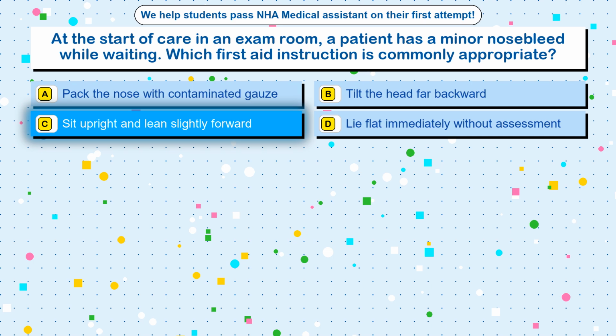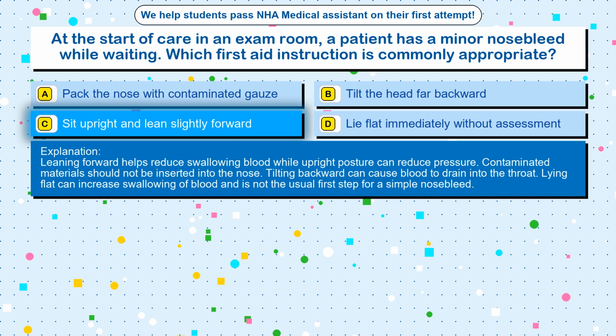Sit upright and lean slightly forward. Leaning forward helps reduce swallowing blood while upright posture can reduce pressure. Contaminated materials should not be inserted into the nose. Tilting backward can cause blood to drain into the throat. Lying flat can increase swallowing of blood and is not the usual first step for a simple nosebleed.